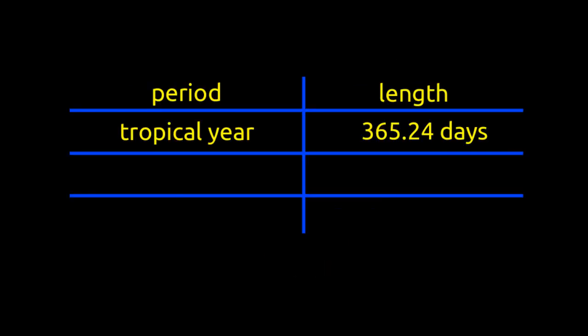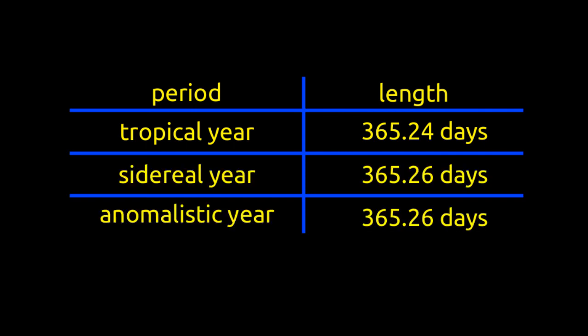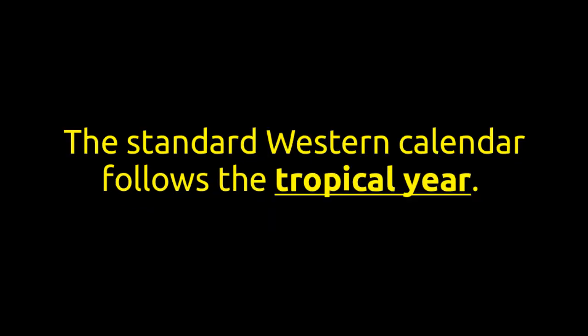A tropical year is approximately 365.24 days, whereas an anomalistic year and a sidereal year are approximately 365.26 days. The time from one spring to the next spring is on average shorter than the time from one point with respect to the stars to that point again. If you celebrate your birthday according to the conventional Western calendar, then you are celebrating your birthday with respect to Earth's seasons, as this calendar follows the tropical year.